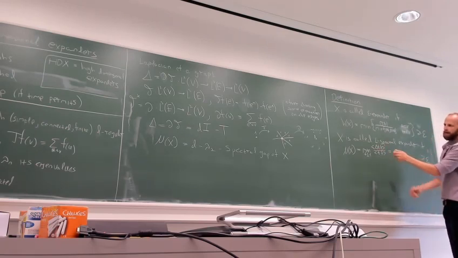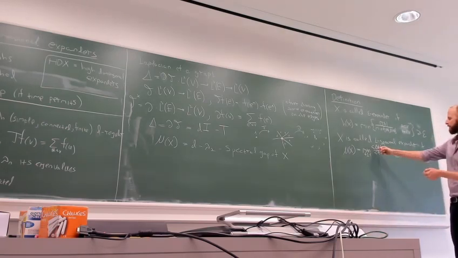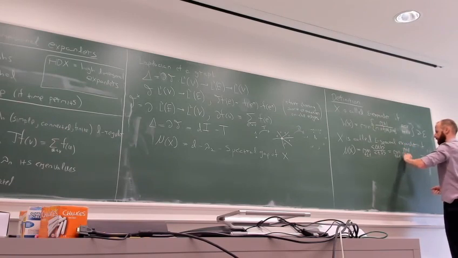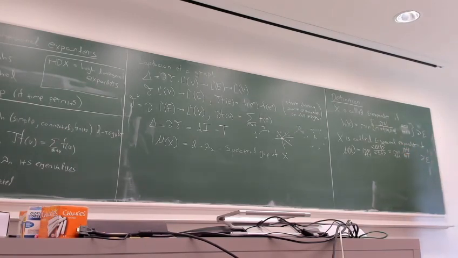And one more piece of manipulation: because the Laplacian is a composition of delta and its adjoint, I can move the adjoint to the other side. And what I get is that this is the norm of delta f divided by the norm of f.